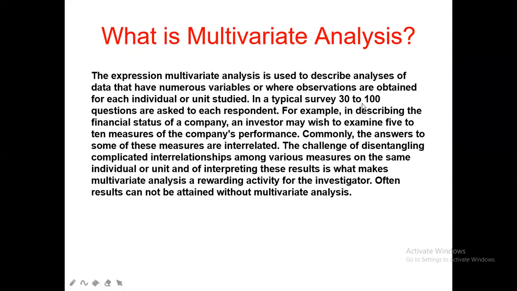In a typical survey, 30 to 100 questions are asked to each respondent, right? This is just for example. For example, in describing the financial status of a company, an investor may wish to examine 5 to 10 measures of the company's performance. Commonly, the answers to some of these measures are interrelated. This would be another phenomenon that we will be dealing with in this course, that when you are dealing with many variables in your data, there is a phenomenon of interrelatedness. There would be correlation among the variables. And this would actually pose a challenge, which we will try to handle using these advanced multivariate techniques.